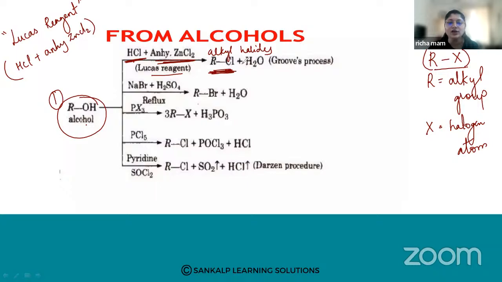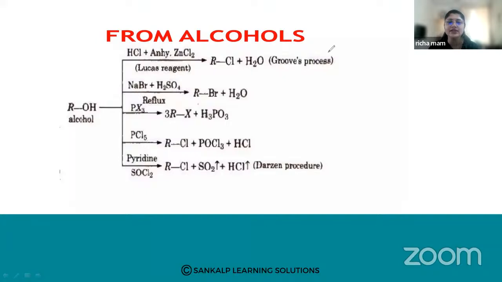By this method, we obtain alkyl chlorides. Chloroalkanes or alkyl chlorides are obtained when HCl gas is passed into alcohol in the presence of anhydrous ZnCl2, and this process is called Groove's process. This is a name. Remember that whenever you are studying organic chemistry, name reactions are very important. Mark this as important.